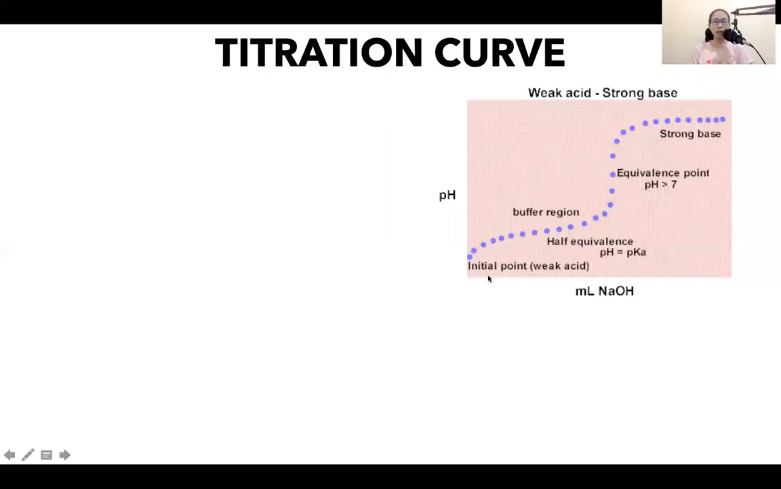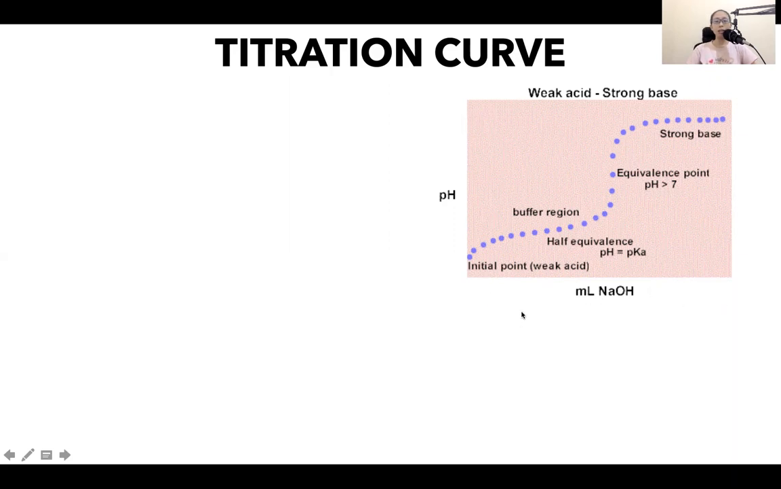Now that you know how to compute your titration data, you know how to quantify your analyte, let's go to characterizing and identifying your analyte. So this time we will talk about what we call the titration curve. A titration curve is basically a plot of your pH. You have pH on the y-axis and the volume of added base on the x-axis.